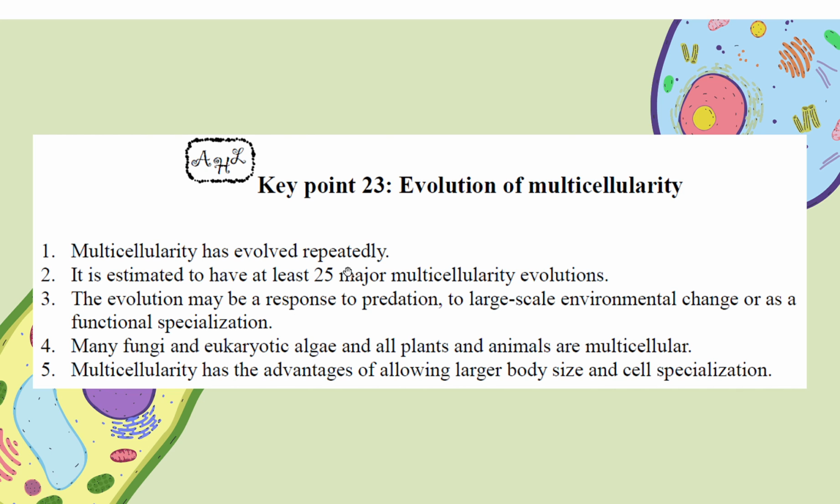And these major evolutions always come from predators. When some predator appears, the environment changes, so the organism changes. For example, some fungi and eukaryotic algae, we saw that they changed. Some major changes. Okay, 25.